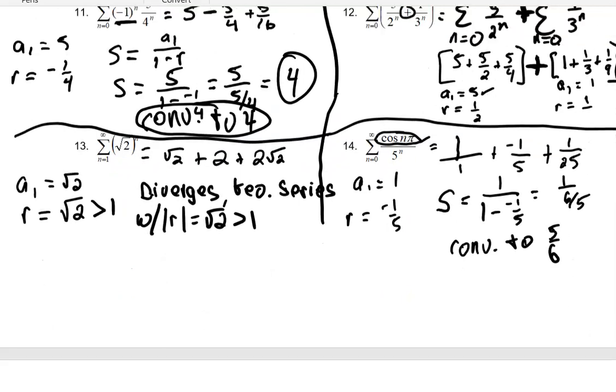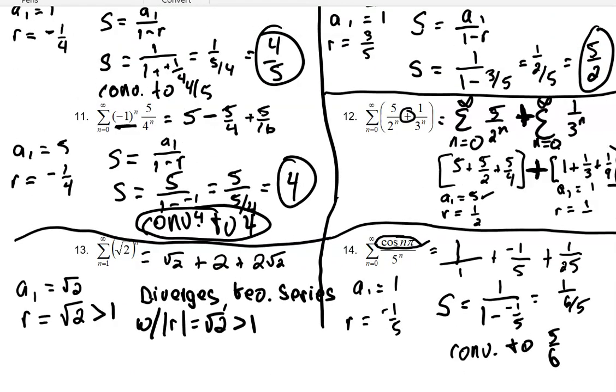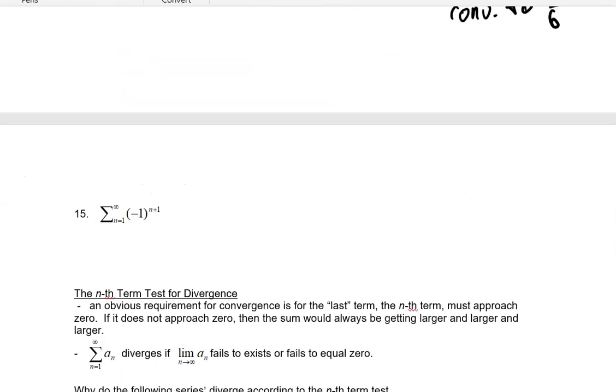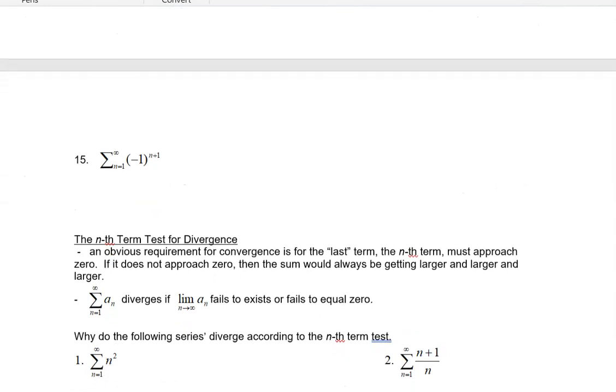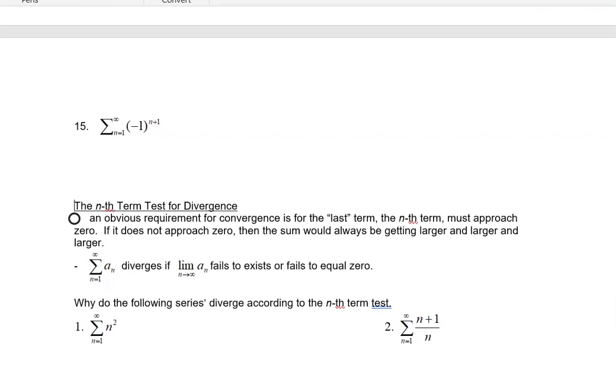So that's kind of our first way to determine if a series converges or not. If it is geometric, which means we have the same number being multiplied over and over and over again, we know that it converges based upon the value of our r. Okay? Oh, I guess we have one more. Sorry, I thought we were done with those. This one we've already done.